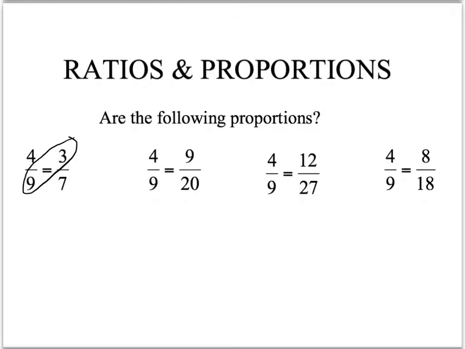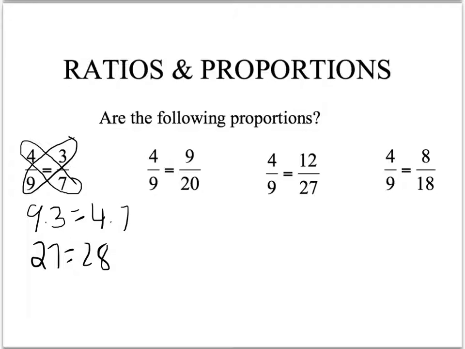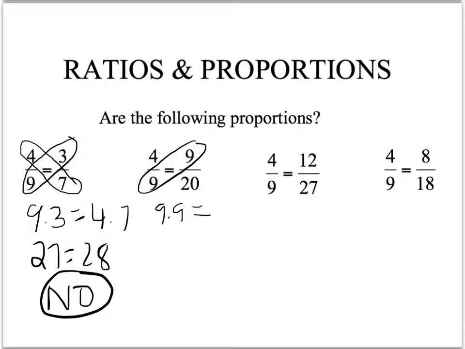So I can do one side, 9 times 3 is equal to 4 times 7. So let's check. 27 equals 28. Nope, not true. So is this a proportion? No. Okay. The second one, here we have 9 times 9, so that's on one side, and 20 times 4 over here. So now I have 81 equals 80. Nope, not a proportion.